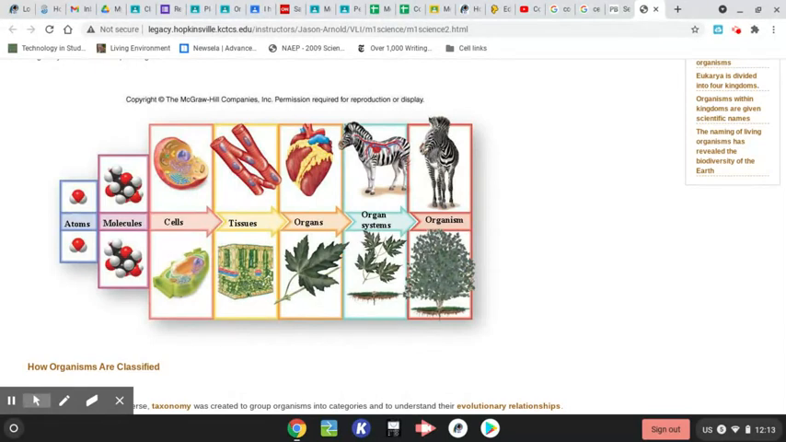Okay, so a tissue is nothing more than a group of the same type of cells performing a similar function. For instance, muscle tissue. Okay, if you're a plant, leaf tissue. You have more than one leaf cell in a leaf. You have more than one muscle cell in your muscle. Okay, but these cells are coordinated to helping the muscle function.